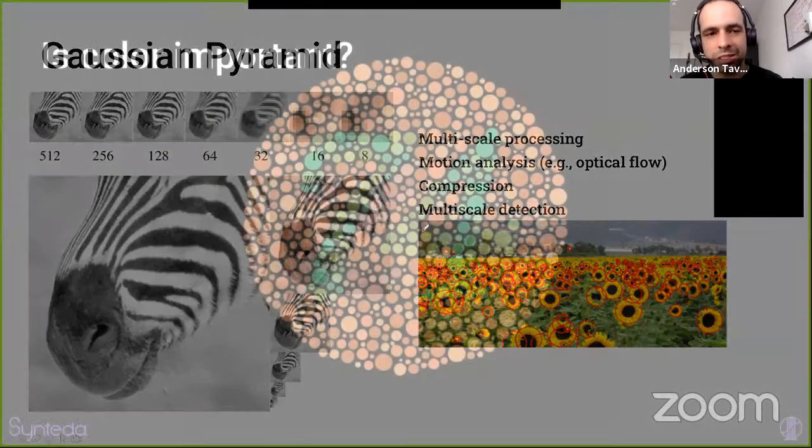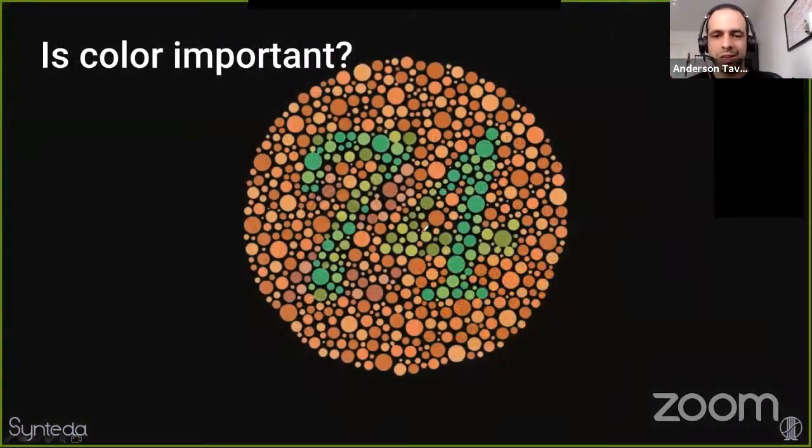We saw edges, but is color important? Can you recognize the number here? At least I can see 74 here. Depending on how you see the colors, you might see different numbers as well. This is a really interesting experiment. Now, can you find any number here? This is the same image, but in grayscale. So it seems that color is also important to recognize objects.